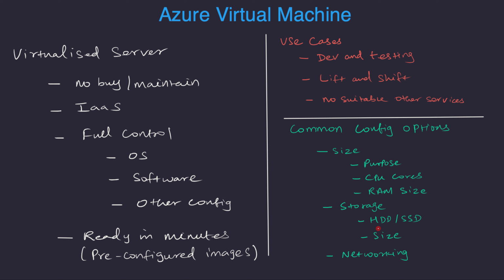Then you have something called storage. This defines what kind of storage you're going to use, whether it is hard disk drive or solid state disk. And you can also choose the size of your storage, like how big you want your hard disk to be and things like that.